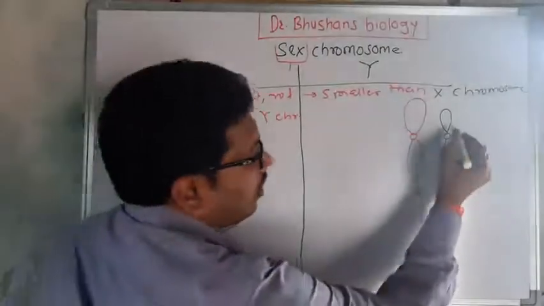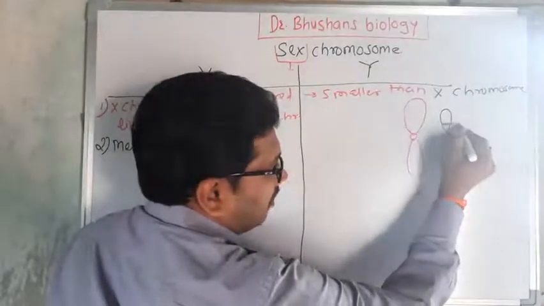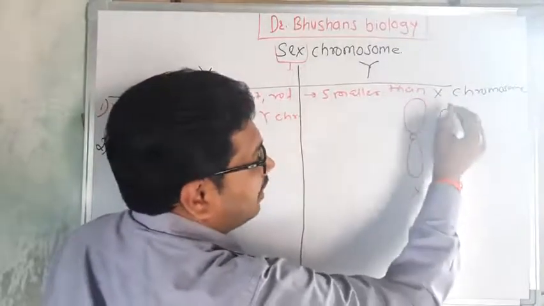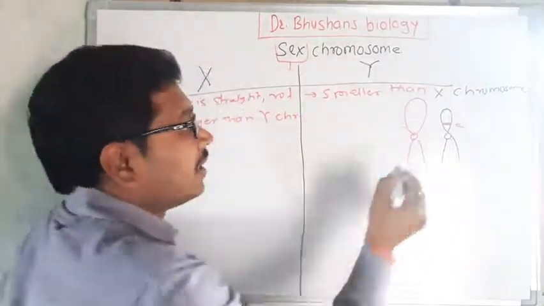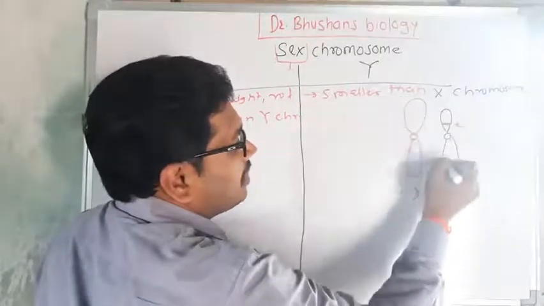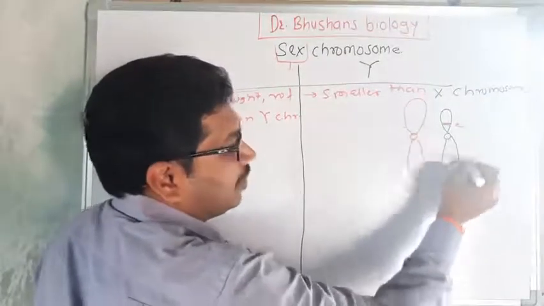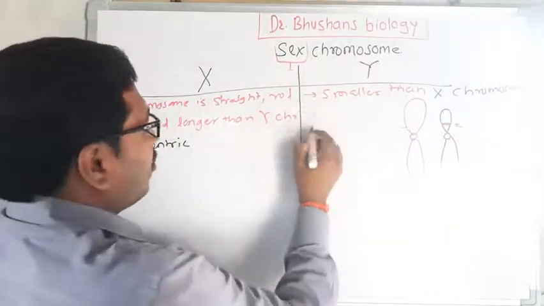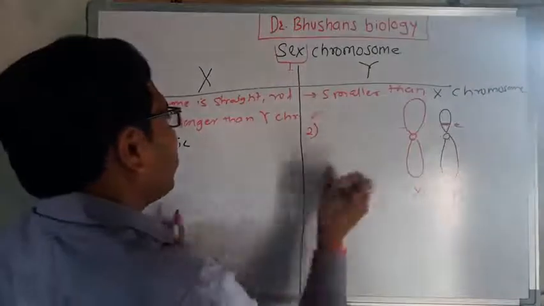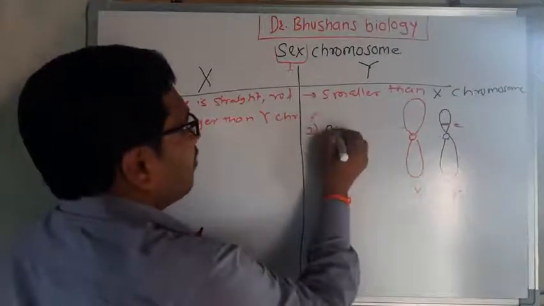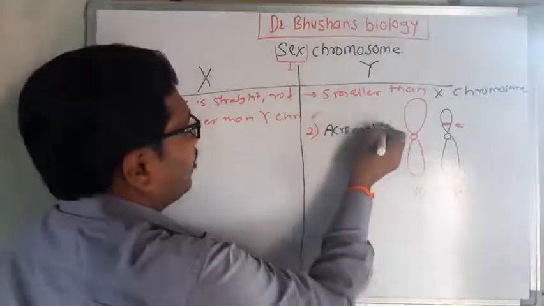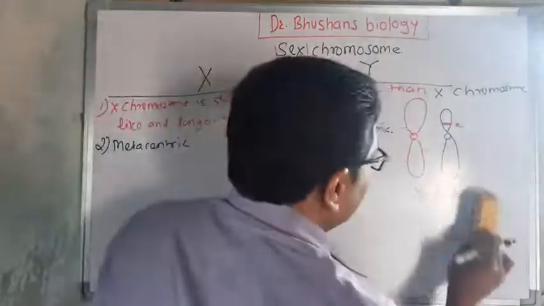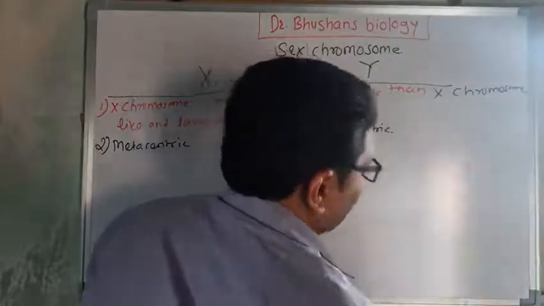If one draws submetacentric, that centromere must be here, and this one is acrocentric. If I say this is telocentric, then the chromosome must be only single, this chromatid you can see in telocentric. So what type of chromosome is it? It is acrocentric. Acro means peak. Which chromosome is it? It's Y chromosome. Y chromosome is an acrocentric chromosome.